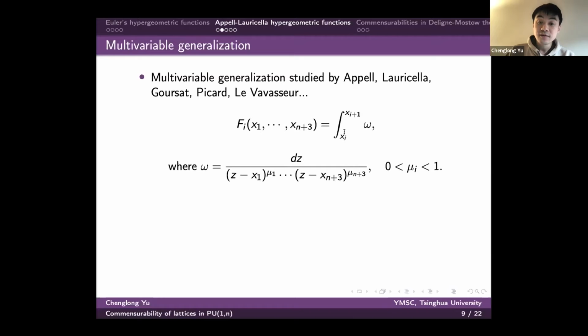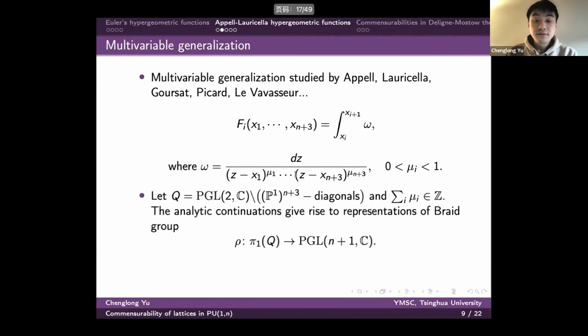And the path is from xi to xi plus 1. So actually we have n plus 2 of those functions, and these functions can also have analytic continuations. Now the moduli space is just x1 up to xn plus 3. And we can always use the PGL2C action to transform 3 of them to 0, 1, infinity.